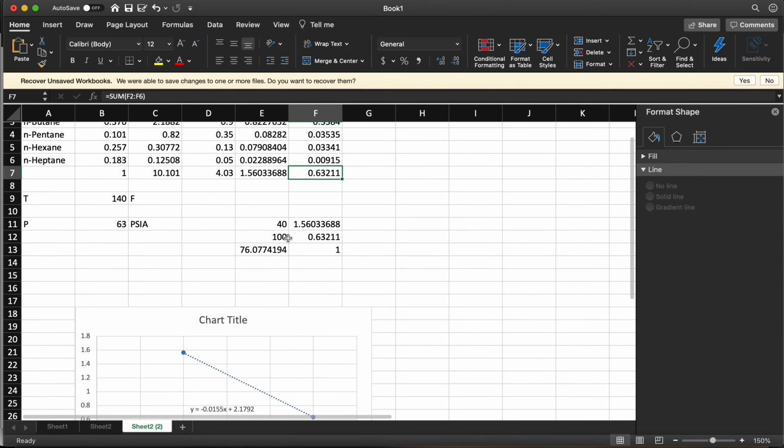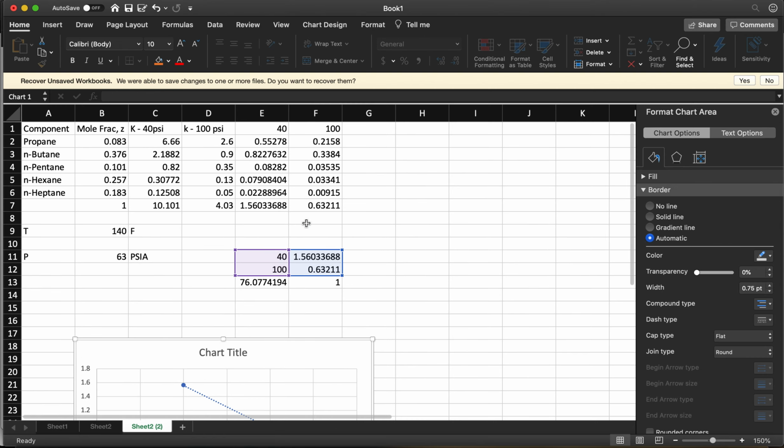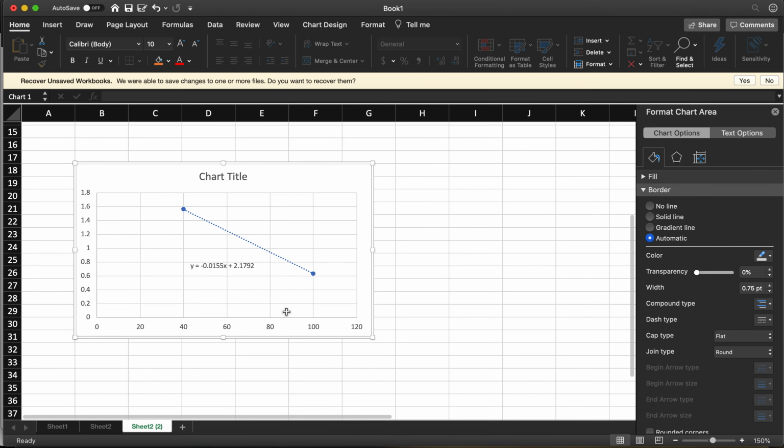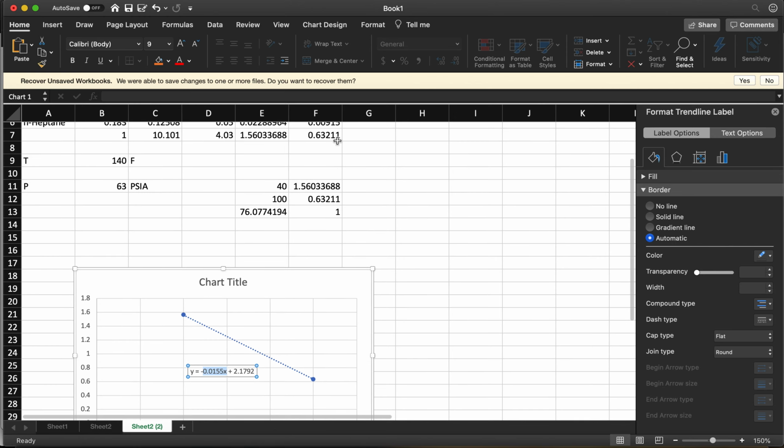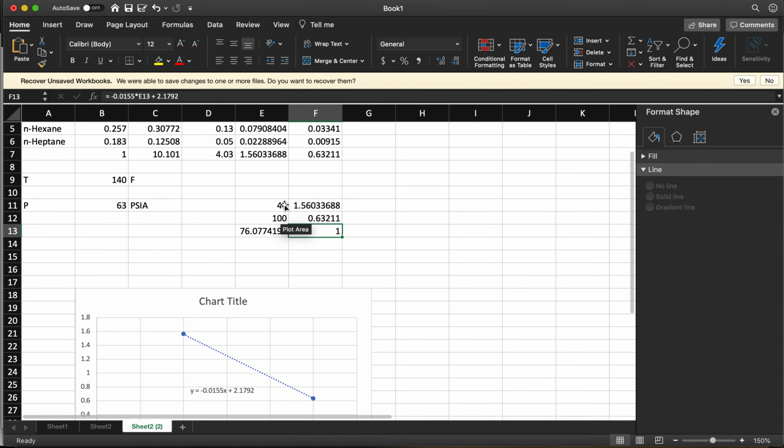So I basically just create a simple line plot. Here's 40. Here's the values. This is this value for 40, this value for 100 psi. Plug those in, do a curve fit, and here's the equation. I would copy that equation and plug that in here. We can see on this plot that where the value would equal 1, where it crosses 1 right here, is roughly in here, so it's about 70 something.